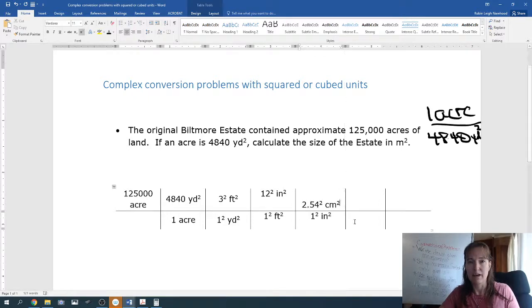Now I've got centimeters squared, but I want it to be meters squared. So I'm going to get rid of centimeters squared and go to meters. I don't know anything about meters squared and centimeters squared, but I do know about centimeters. There are 100 centimeters in 1 meter, but I need it to be squared, and so I need to square the equality, the number and the unit, to make it two-dimensional.